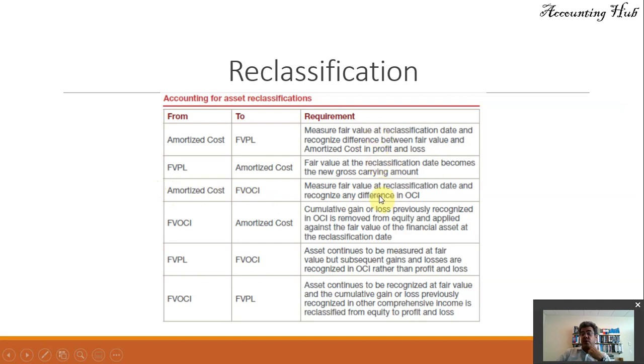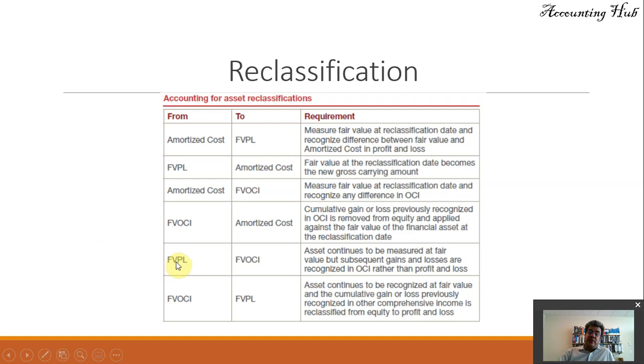However, we recognize any difference in other comprehensive income. Fair value through other comprehensive income to amortized cost: we remove the gains and losses recognized in other comprehensive income, and we apply them against the fair value of the financial asset. Then we go back to amortized cost.